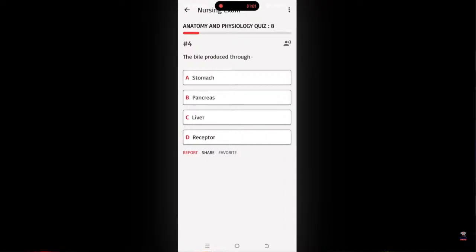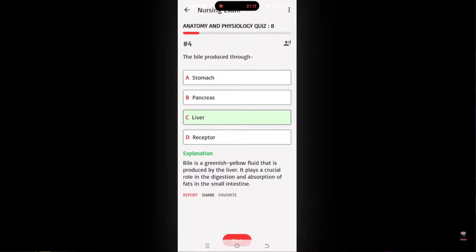The bile is produced by: A. Stomach, B. Pancreas, C. Liver, D. Receptor. Correct answer. Bile is a greenish-yellow fluid that is produced by the liver. It plays a crucial role in the digestion and absorption of fats in the small intestine.